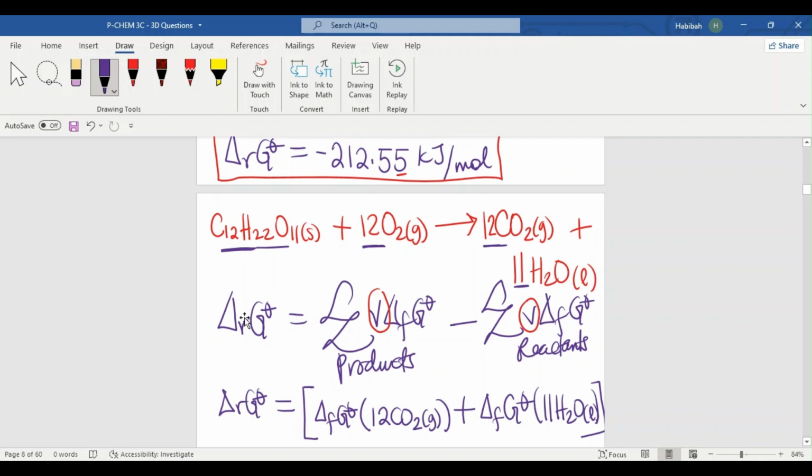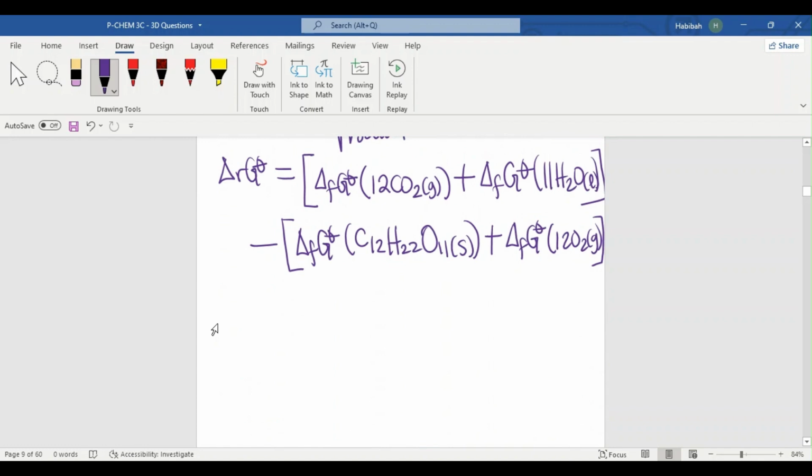And even though we have properly organized this, we still have to do further organization because we have the coefficients present. So we have to rewrite this to look like this, right? We're going to bring out 12 here. So it's going to be 12 times the Gibbs energy of formation for CO2. The reason is because we cannot in any way, shape, or form have the Gibbs energy of formation for 12 CO2. That does not exist. We can only have the Gibbs energy of formation for a compound, not the coefficient times the compound, right?